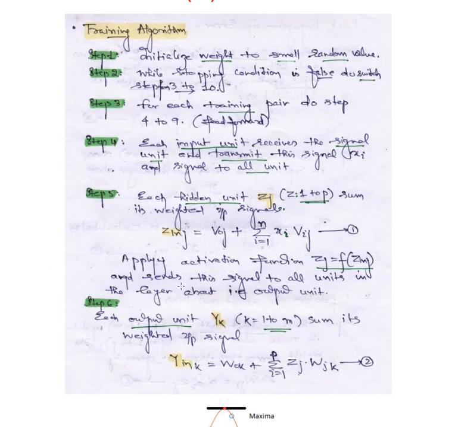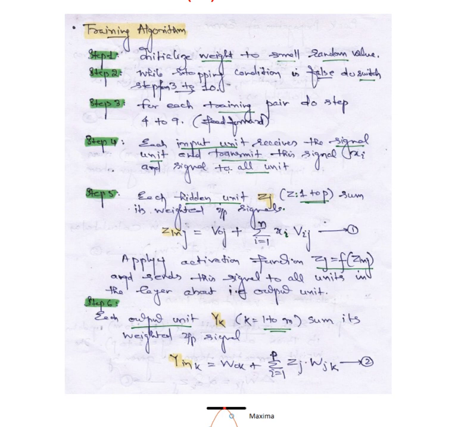Now let's see the training part. The training part is stated in a very easy manner. Step 1: first we initialize the weights in random conditions, and if everything is okay, we can directly terminate. Otherwise, if we need to go for training, then we have to follow these steps.